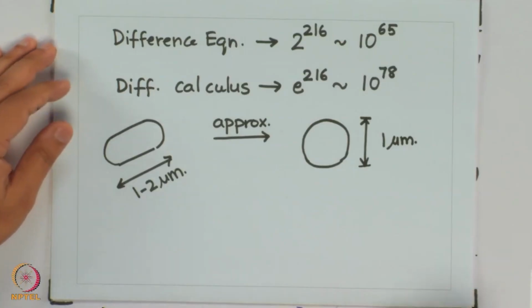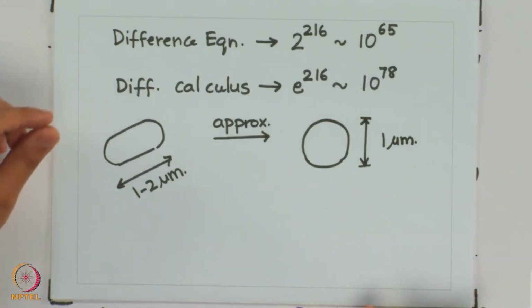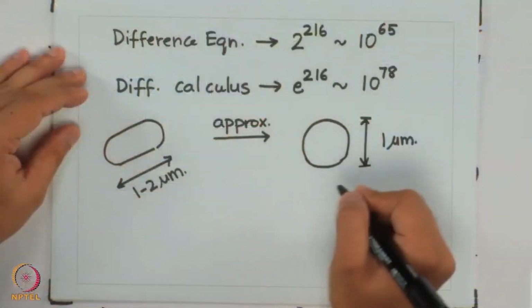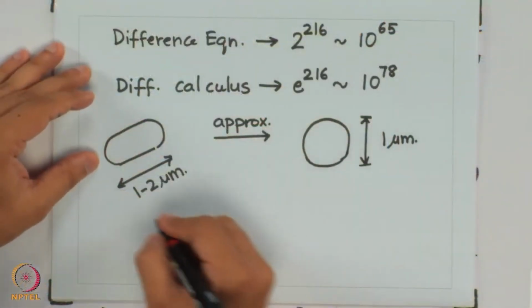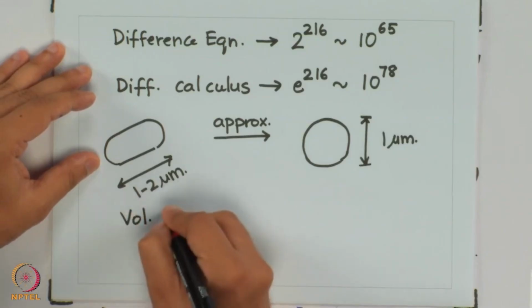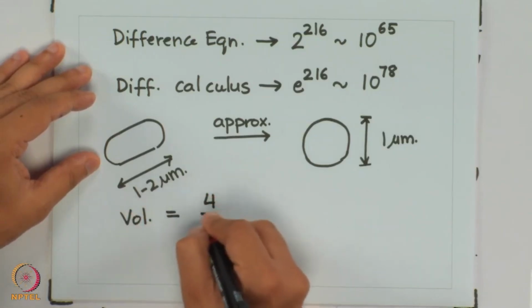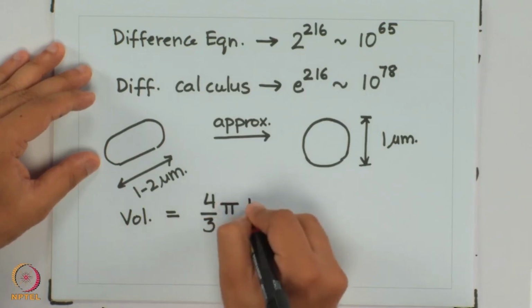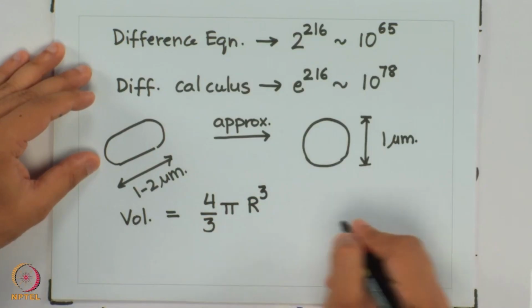That's the assumption that we are starting with, and since we are only interested in order of magnitude estimates of the weight of a single E. coli cell, this is not too bad an approximation. Even if our answer is off by a factor of 2, 4, 5, it really does not matter, because what we are interested in is an order of magnitude estimate of the weight of one bacteria. So now if we approximate our E. coli cell as a sphere of diameter 1 micrometer, what is the volume of this sphere? The volume of a sphere, we know from its formula, is 4 by 3 pi r cube, where r is the radius of the sphere.